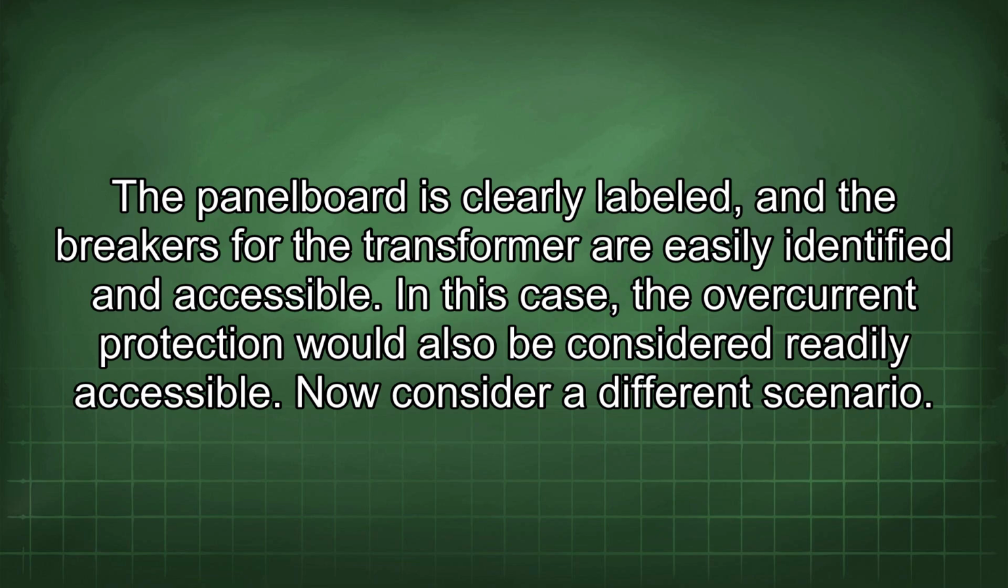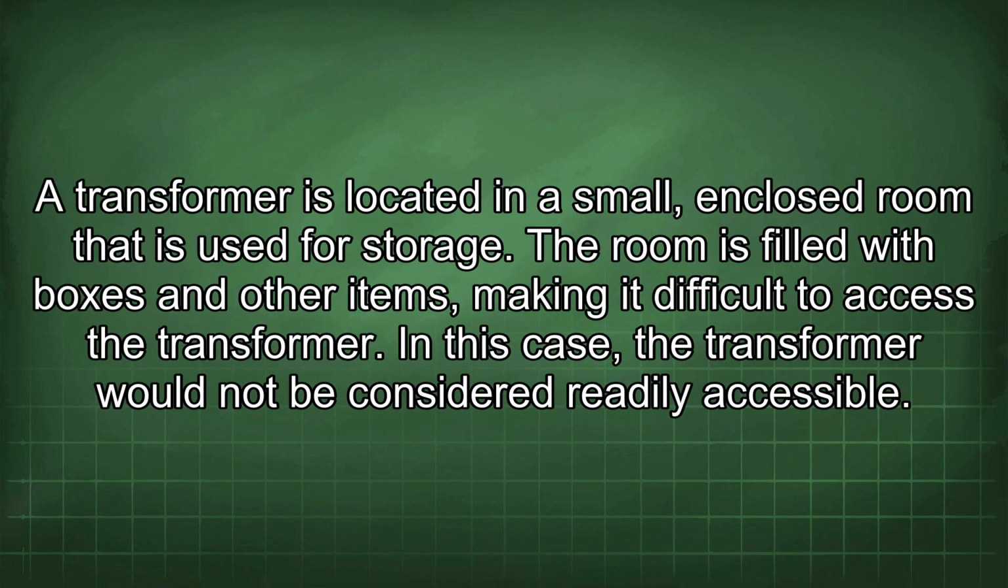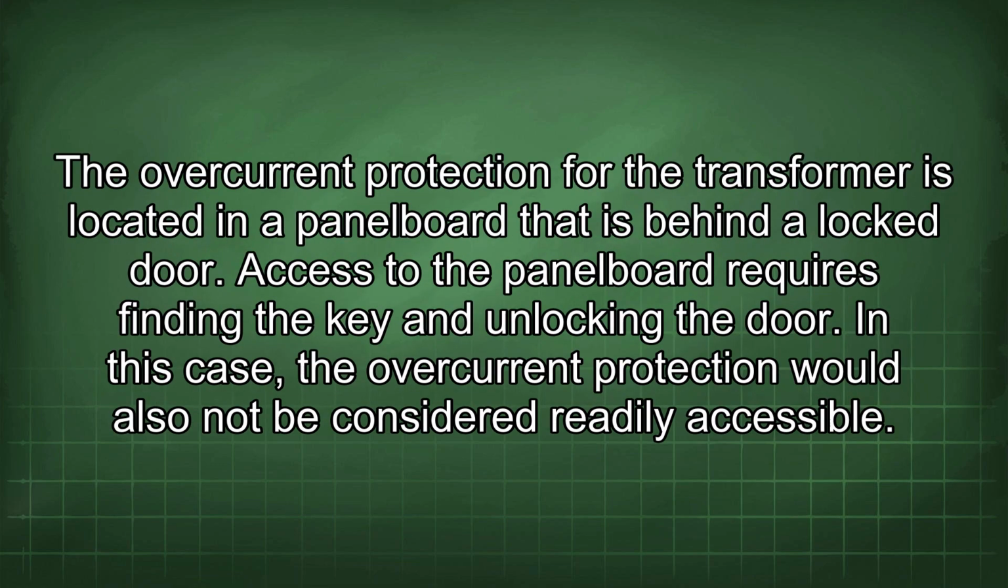Now consider a different scenario. A transformer is located in a small, enclosed room that is used for storage. The room is filled with boxes and other items, making it difficult to access the transformer. In this case, the transformer would not be considered readily accessible. The overcurrent protection for the transformer is located in a panel board that is behind a locked door. Access to the panel board requires finding the key and unlocking the door. In this case, the overcurrent protection would also not be considered readily accessible.